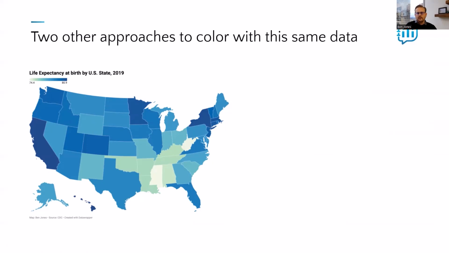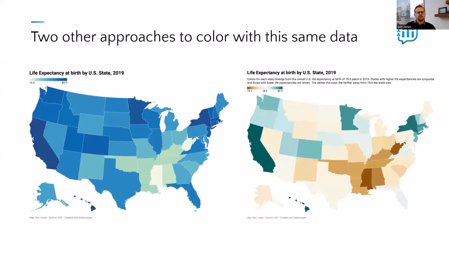And that is great, but it might not answer all questions equally well. Maybe people want to know which states are above and below the overall US life expectancy in 2019, which happened to be 78.8 years old. That's including males and females together. Well, if that's the case, we would probably switch to a diverging color scale to see that. Make sure the color hues switch from brownish to turquoise. You can pick whichever colors you want.